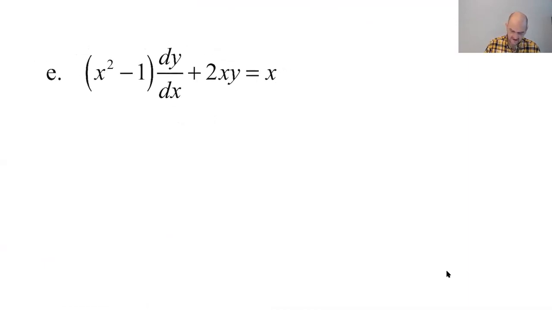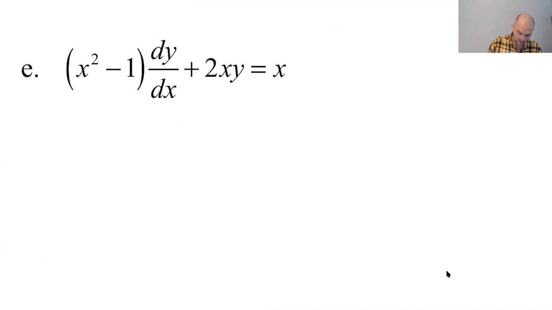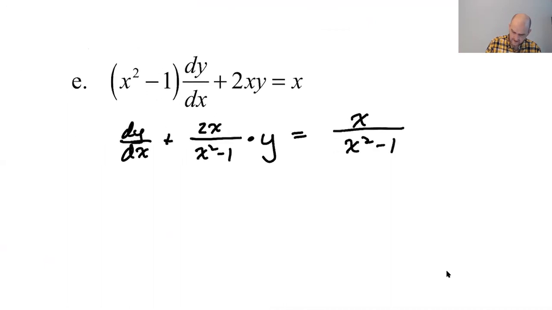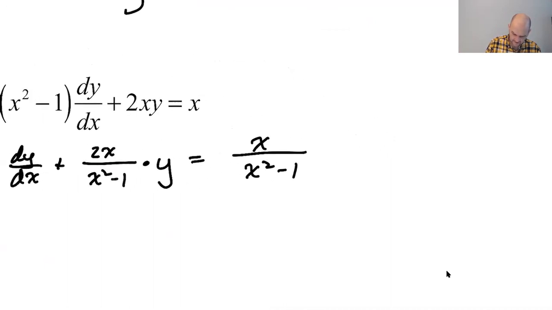Let's see. So first we've got to get this in the form we want. So I'm going to divide: dy/dx plus, let's say, 2x over x squared minus 1 times y equals x over x squared minus 1. All right, so we need an integrating factor, which again, is e to the integral of the coefficient of y.